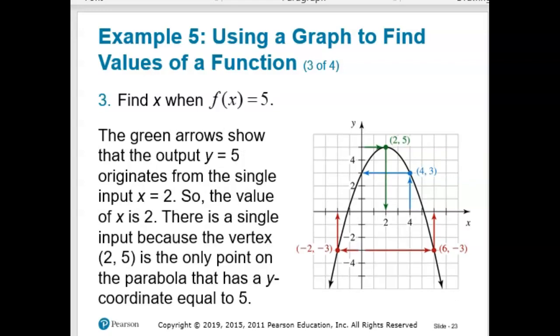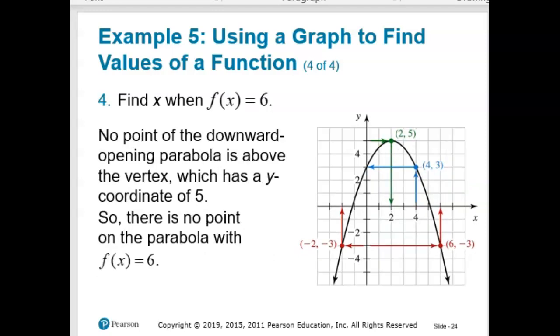Find x when the function of x is equal to 5. Now we're looking at the green lines on the graph. Again, f of x is equal to 5 is the same as saying y is equal to 5. So we go up to y equals 5 and come across until we hit the parabola. When we touch the parabola, we find the x value, which was 2. 2, 5 just happens to be the vertex. It is the highest point of this parabola. So that's important to know that the line of symmetry will go through that point.